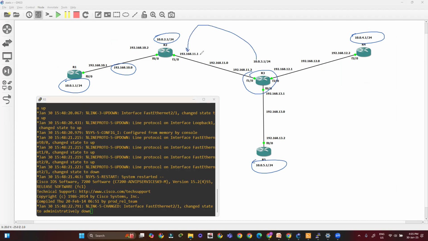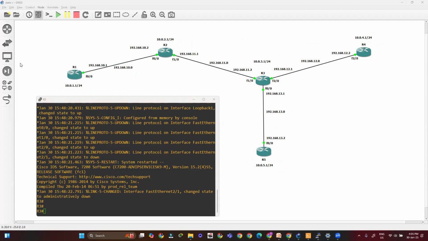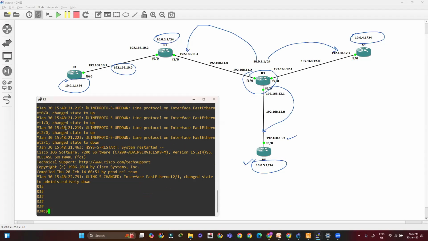This is the next hop address for the left side network, this is the next hop address for the right side network, and this one is the next hop address for the network that is available downside. Okay, so we have to provide all the network information as well as their next hop addresses on router number 3.